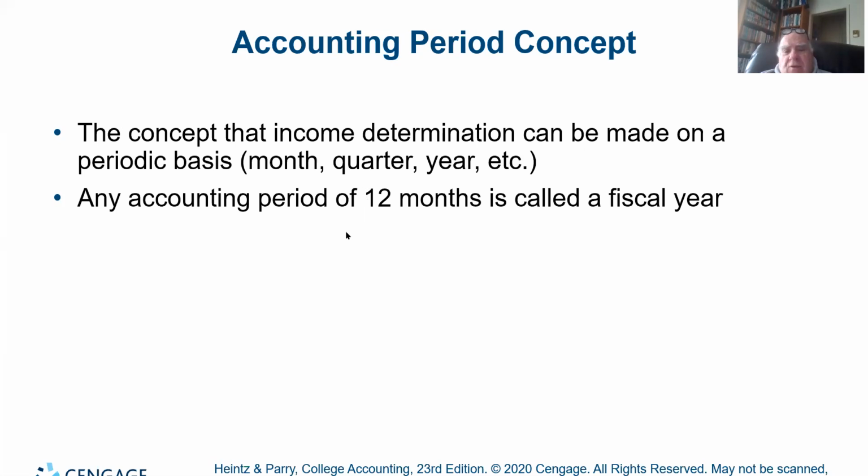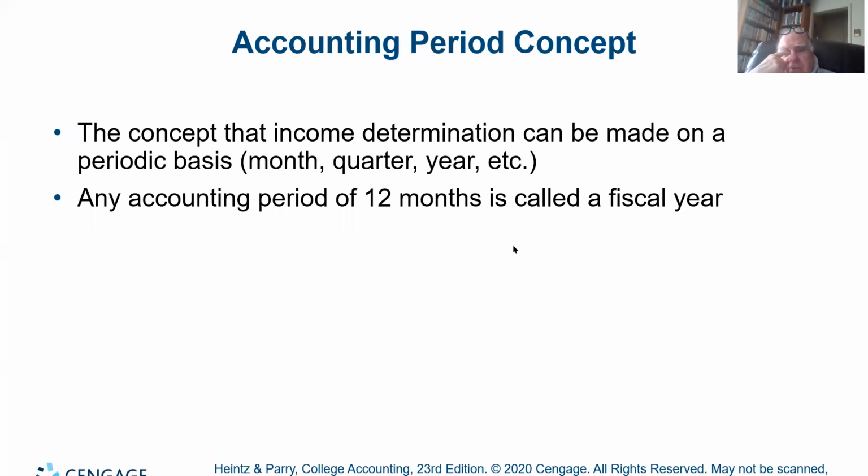Any 12-month accounting period is called a fiscal year. Fiscal year, that's a nice word to know, fiscal. It's an accounting period. It has nothing to do with the calendar year. It can be the same, but it doesn't have to be.